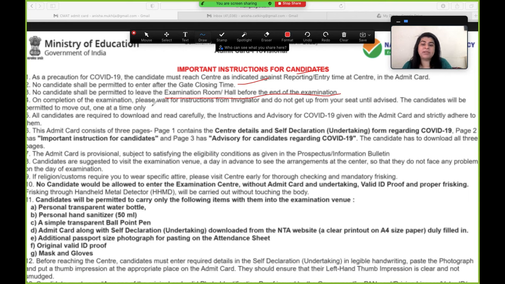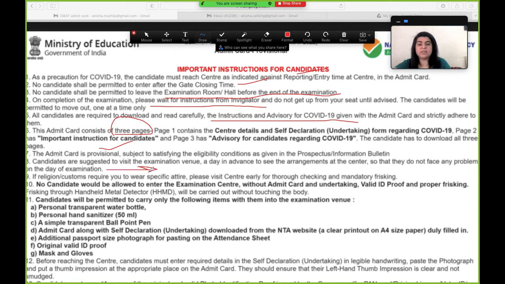Okay, on completion of the examination, please wait for instructions from invigilators and do not get up unless you have been permitted to move out. Okay, all the candidates are required to download and read carefully the instructions and advisory for COVID-19. What I am reading is the instructions. The next page is your advisory for COVID-19. Read all of them and adhere to it strictly. Like I said, this is a 3-page admit card. You need to take a printout of the complete 3 pages. The admit card is provisional, subject to satisfying conditions as given in the information bulletin. Read that up as well.